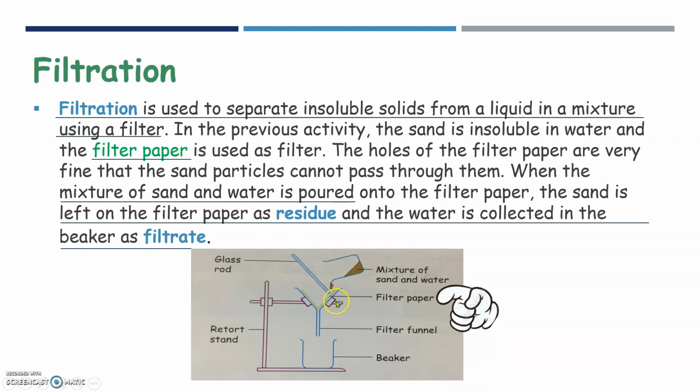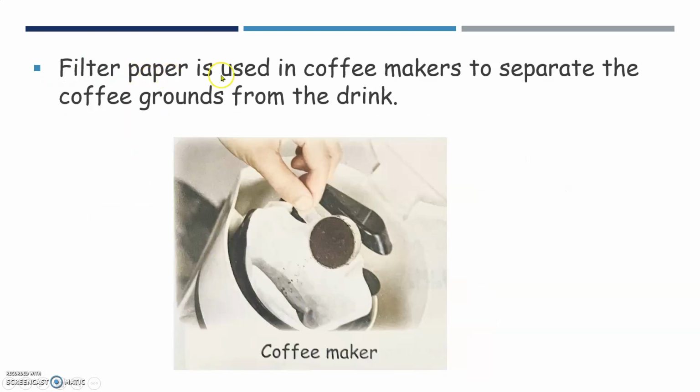So this is the filter paper. You put it here. When the mixture of sand and water is poured onto the filter paper, the sand is left on the filter paper as a residue, and the water is collected in the beaker as filtrate. Filter paper is used in coffee makers to separate the coffee grounds from the drink.